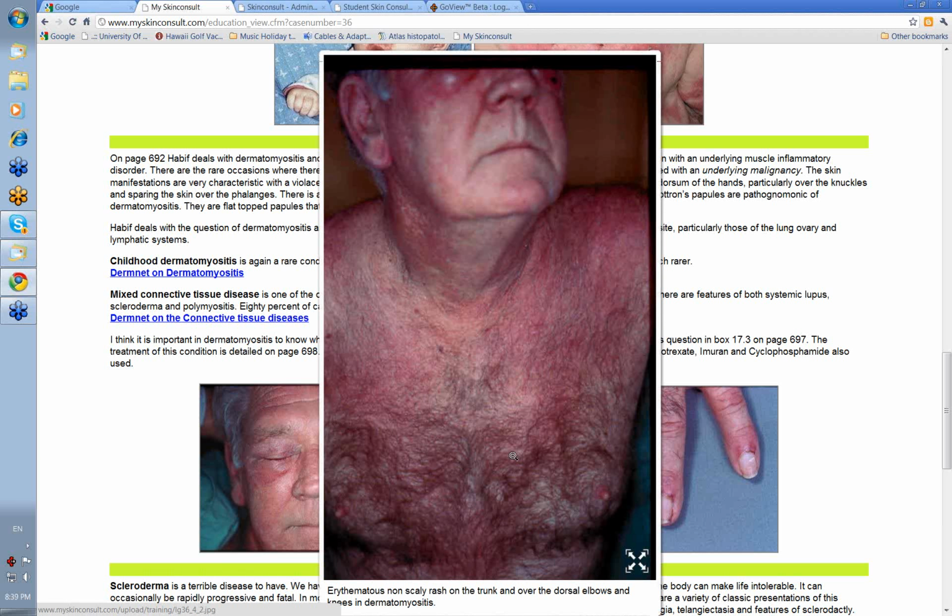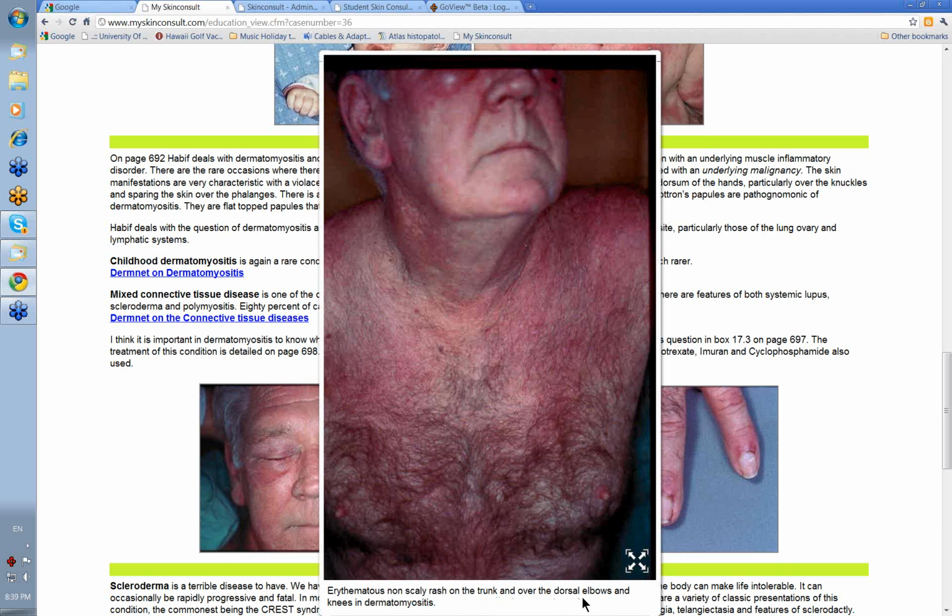This here is another manifestation of the photosensitivity. Look how they're sparing underneath the chin there in the bits where the sun doesn't reach. Look at the degree of edema that he's in fact got in his face there, that periocular edema. And this area here has got a fairly extensive rash too. It's usually non-scaly as well.